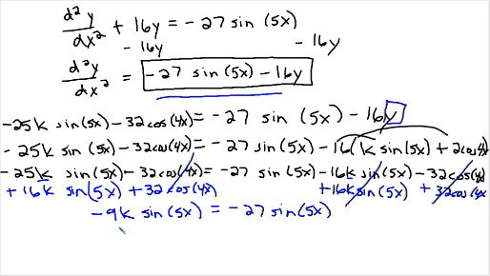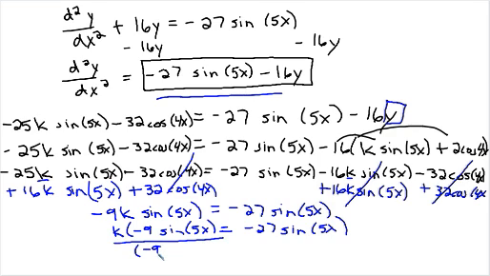So this is the same thing as k times negative 9 sine of 5x equals negative 27 sine of 5x. And if I'm trying to find k, all I've got to do is divide both sides by negative 9 sine of 5x. The sine of 5x's go away, and I'm left with k equals 3.